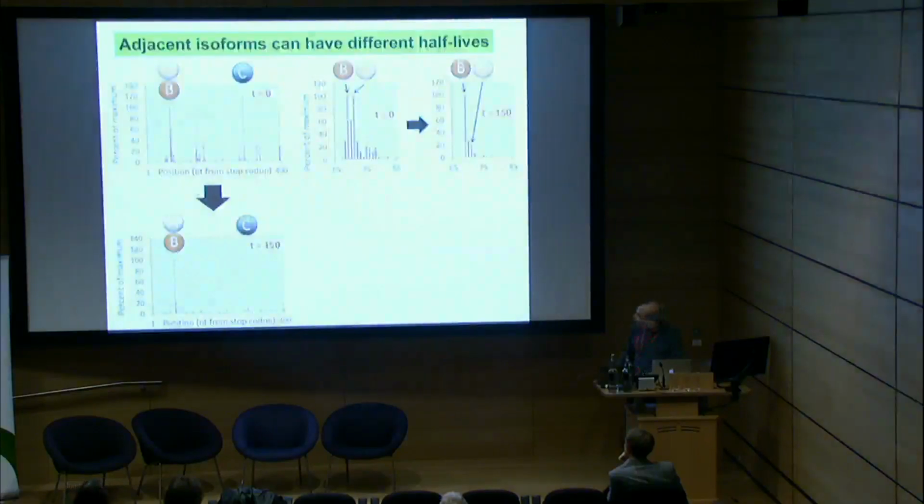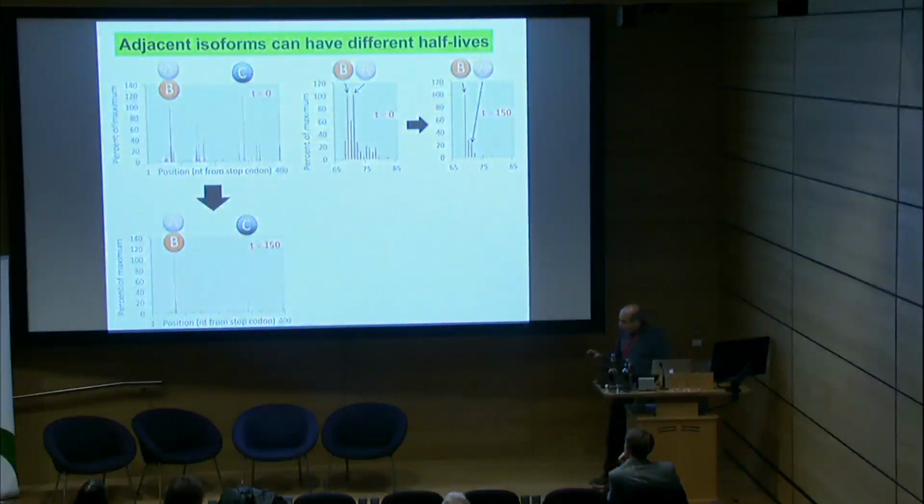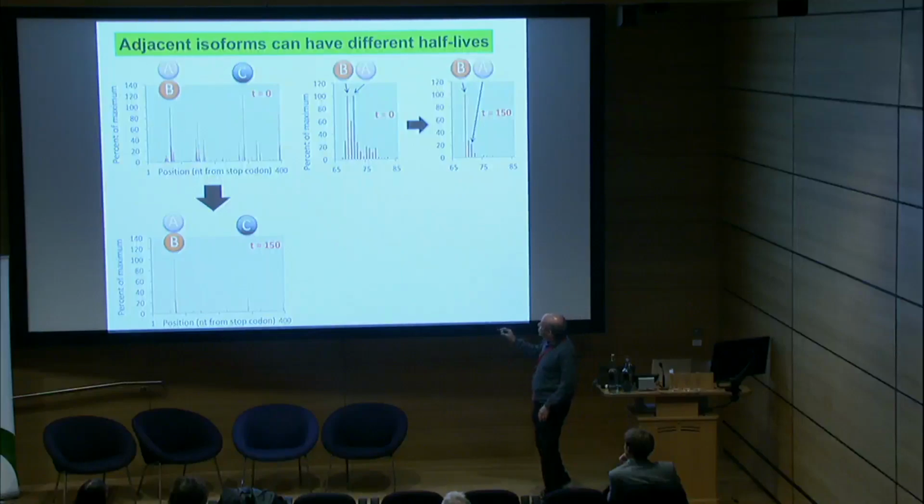I should also say that in a slightly earlier work, we showed that the average yeast gene has about 60 different isoforms. So here's a pattern of a typical yeast gene. These are all the different isoforms from position 1 to 400 from the stop codon. You see there's a lot of different ones. There's about 60 typically. Some are used more than others.